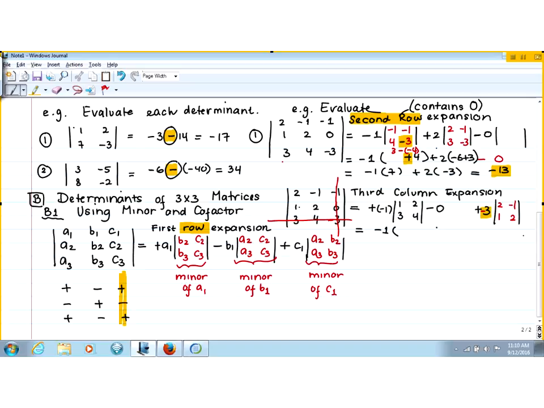This is -1 times the determinant, which is what? AD is 4 minus BC is 6. And then the 0 is still 0, so I could ignore the 0. Oh, actually, this is -3. Minus 3.